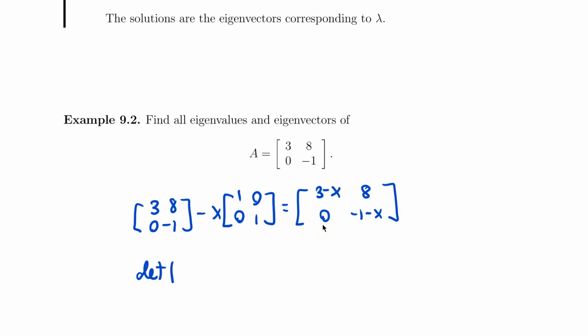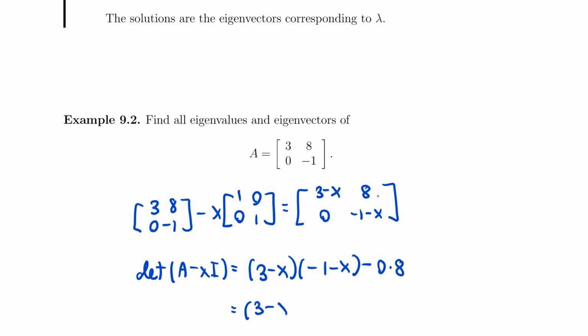So the determinant of A minus xI is just the determinant of this matrix, and that's going to be 3 minus x times negative 1 minus x, minus 0 times 8 here. So I'm just going to have 3 minus x times negative 1 minus x, and let me leave it like this for now.